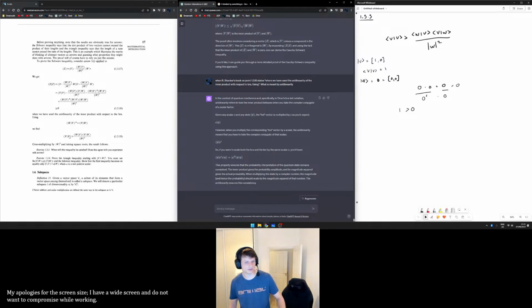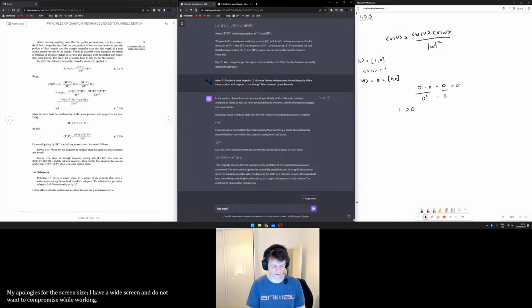Yeah, I don't think I'm on the right lines here. So the exercise 1.3.3 of Shankar's Principles of Quantum Mechanics asks, when will this inequality be satisfied? Does this agree with your experience with arrows?